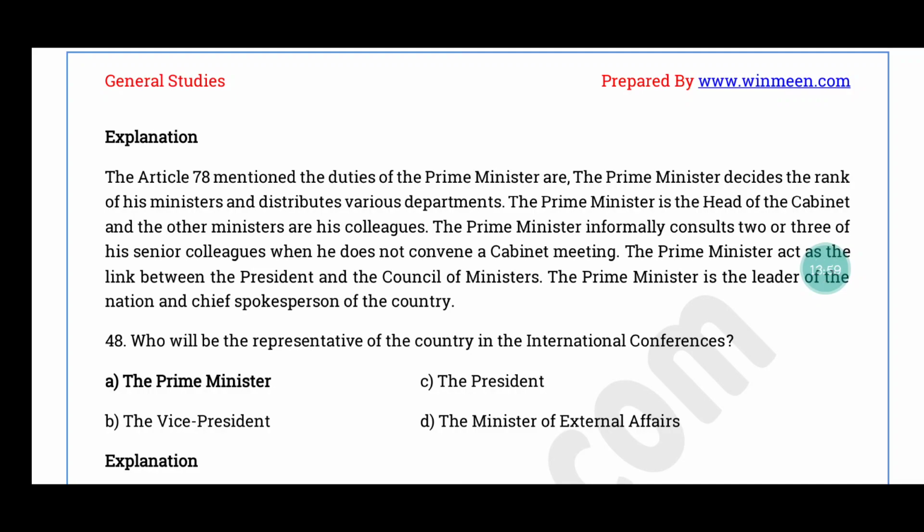The Prime Minister வந்து acts as the link between the President and the Council of Ministers. Prime Minister தான் leader of the nation and chief spokesperson of the country ன்னு சொல்லலாம்.